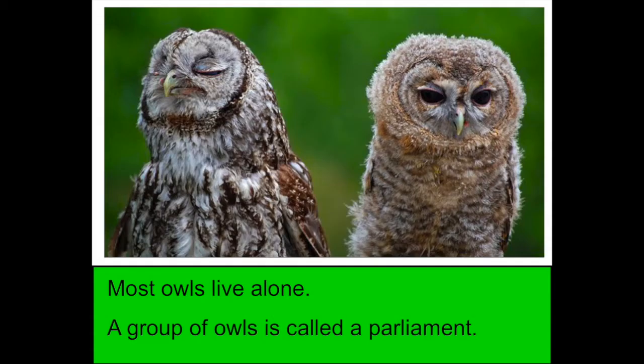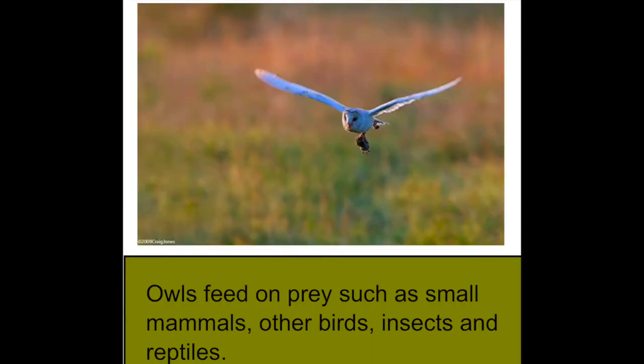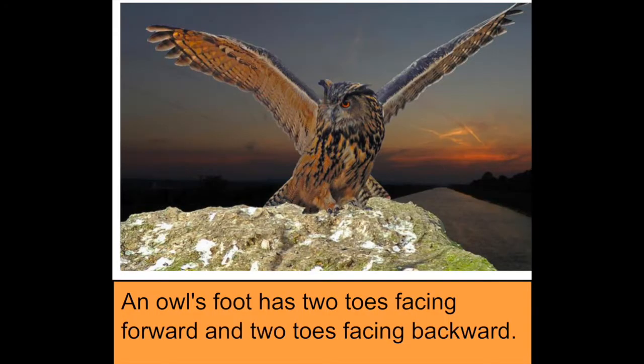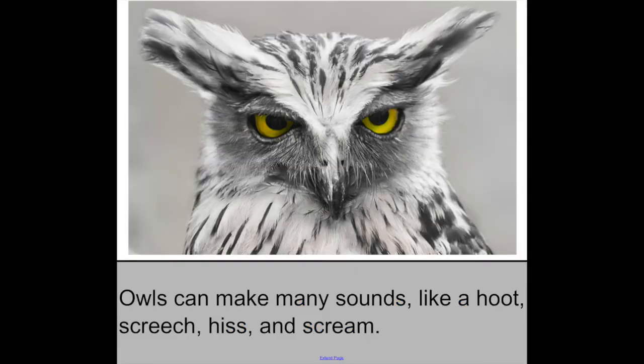Did you know that most owls live alone? A group of owls is called a parliament. Owls feed on prey such as small mammals, other birds, insects, and reptiles. An owl's foot has 2 toes facing forward and 2 toes facing backwards. Owls can make many sounds, like a hoot, screech, hiss, and scream.